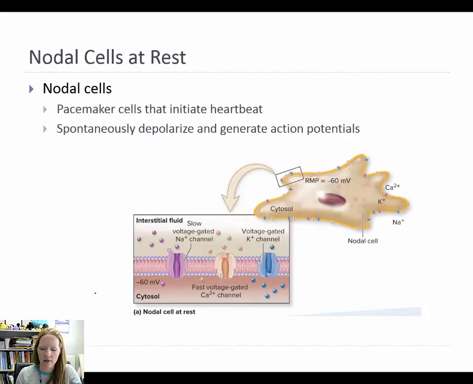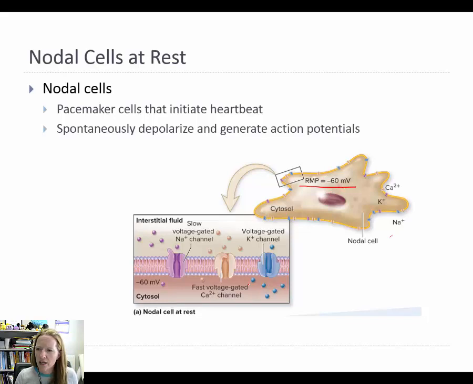So let's take a look at what they have. It's very similar to what we've seen in 2401. In their membrane, they still have those potassium and sodium leak channels. They still have sodium-potassium pumps as well. Those help set a resting membrane potential. And the resting membrane potential of a nodal cell is actually negative 60 millivolts. A little bit different than neurons, which are negative 70. Muscle cells are negative 90. These have a resting membrane potential of negative 60 millivolts.